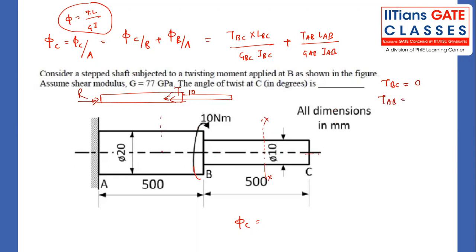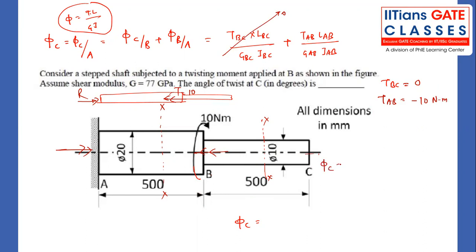Now, what is the T_AB? If you take any section, what are you observing? Minus, because it is coming towards the section, and if you rotate your fingers, it is going like this. So it is negative, minus T, that is 10 Newton meter. Put this value, T_BC is 0.